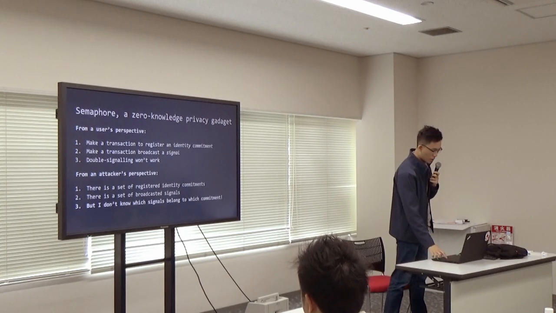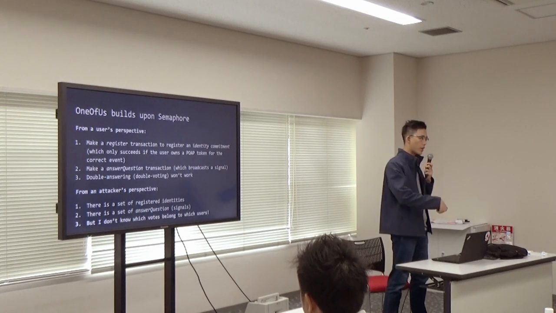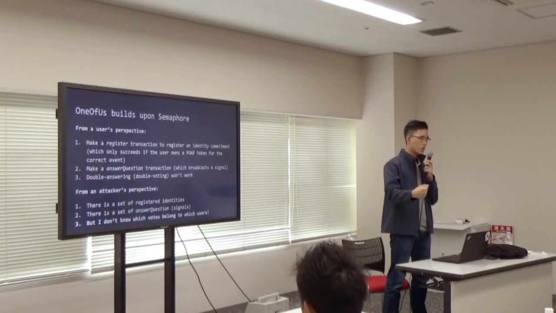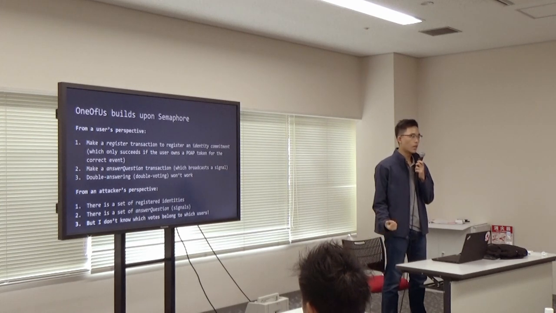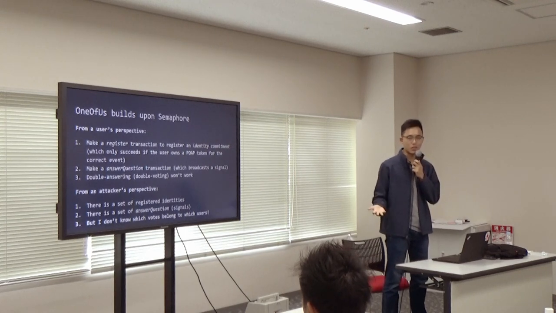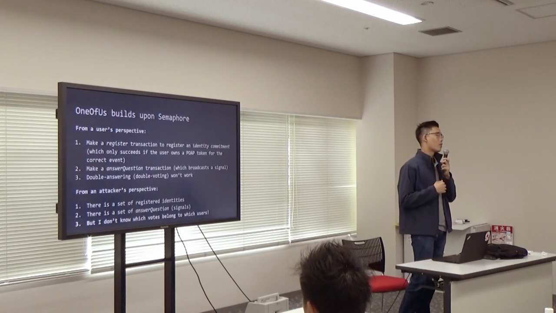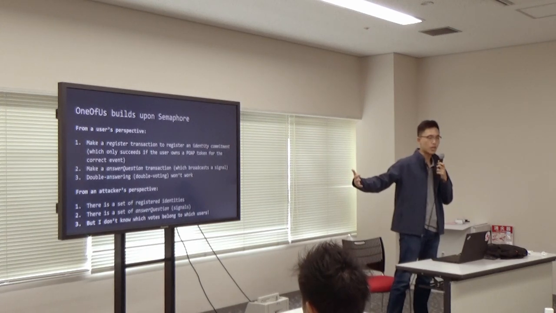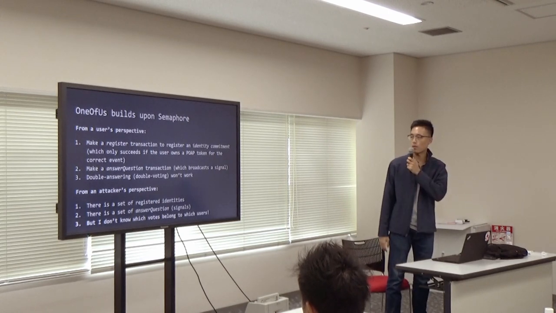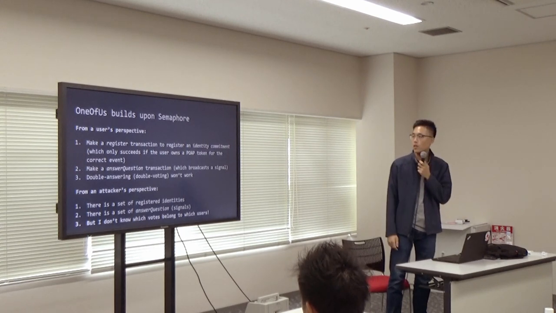In the same way, an attacker knows there's a list of attendees who have registered onto this app. They know there's a bunch of votes, but they don't know which identity is linked to which vote. Unless everybody votes yes to having Devcon 6 at Buenos Aires, or unless there is only one person voting, then it's kind of obvious. So for this mechanism to succeed, it depends on having a large enough pool of registered identities who vote. Otherwise, you can use heuristics to find out who voted for what.